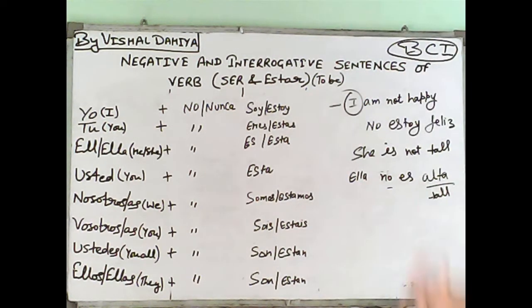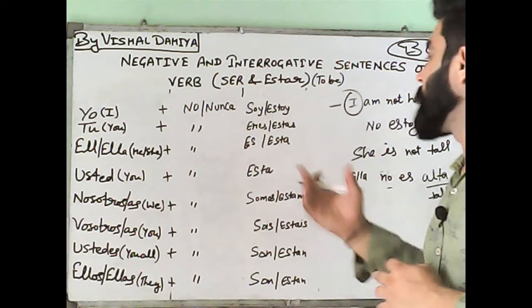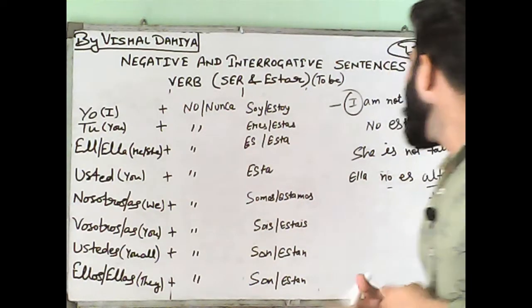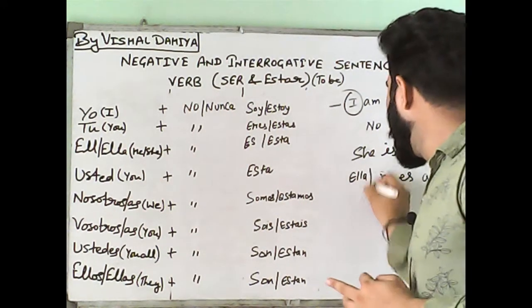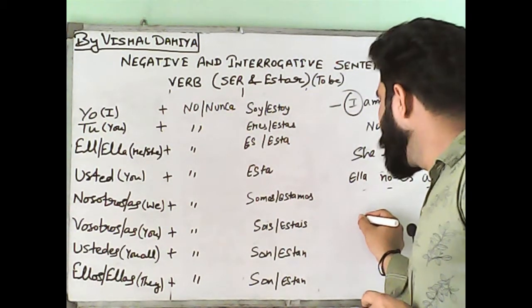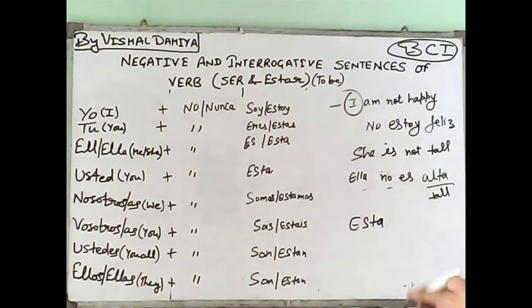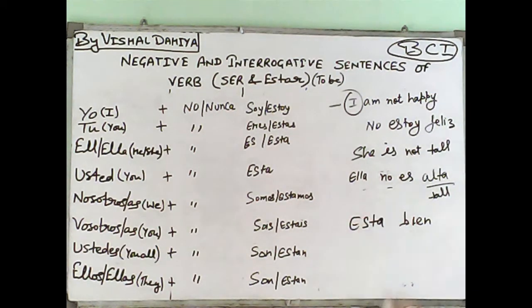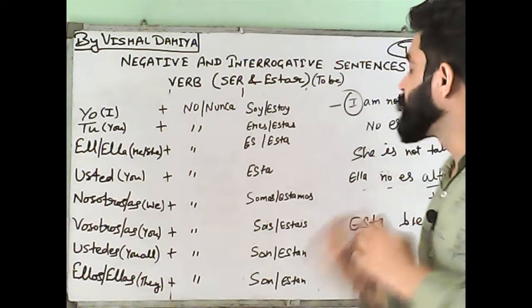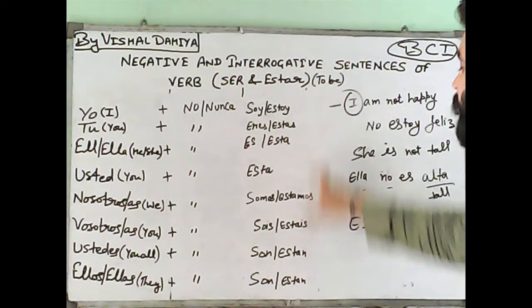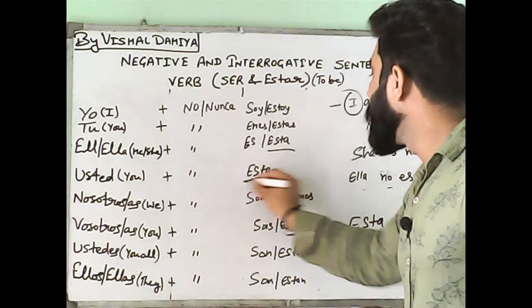But if you don't want to use the pronoun, for example she, it is fine, you can simply say no es alta. But sometimes you have to mention it. For example, let me put here está bien. Here we have situations where we get confused. As you can see, for the conjugation form of estar I have used está.